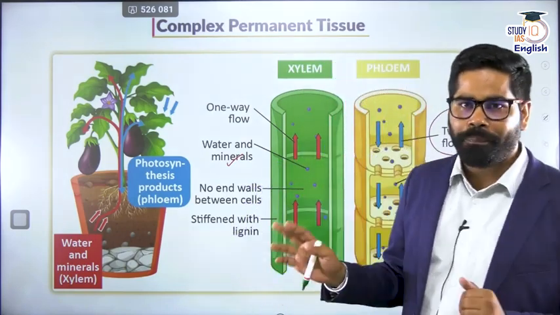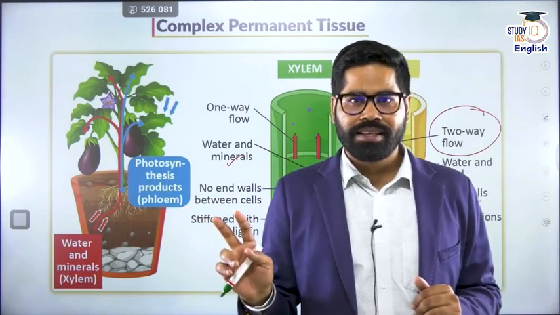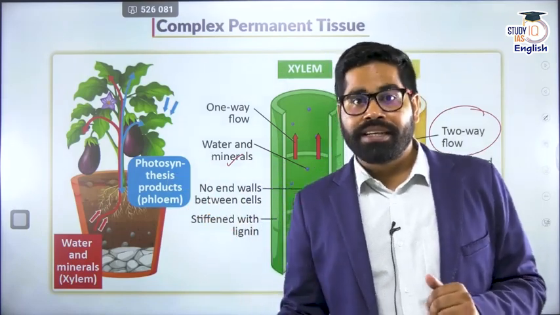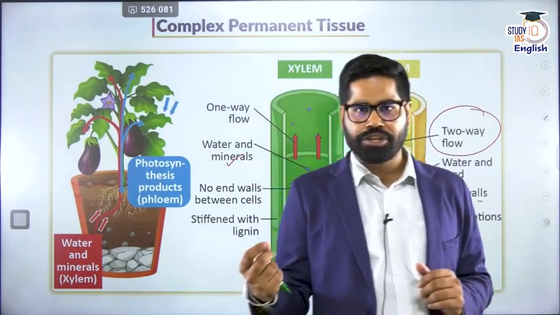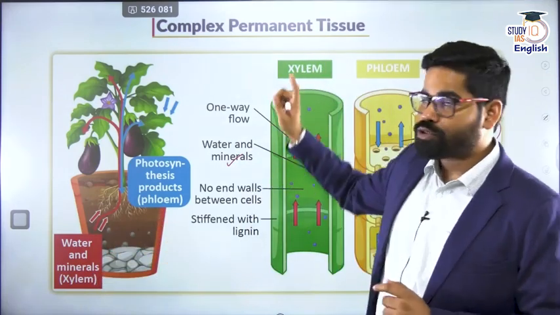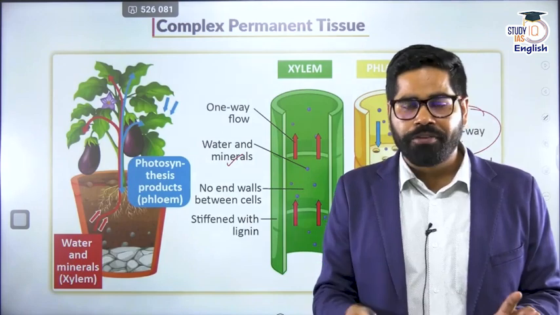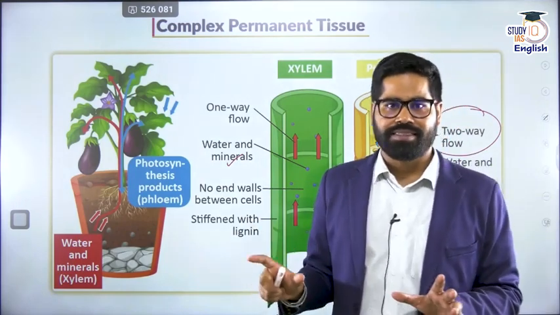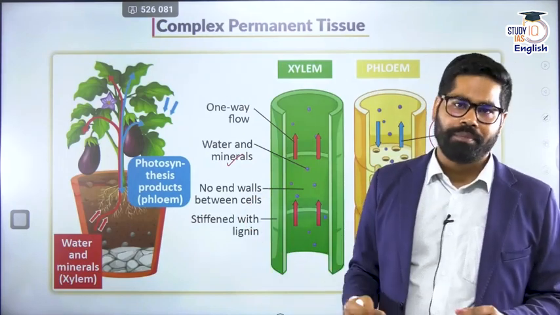So they are two complex permanent tissues. Why have they been called complex permanent tissues? See, they are made up of different types of cells. Normally, you will find that a simple tissue is made up of one type of cell. But this is called a complex permanent tissue because it is made up of many different types of cells. Different types of cells come together to form this complex permanent tissue.